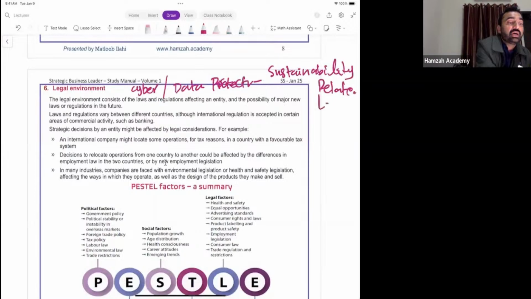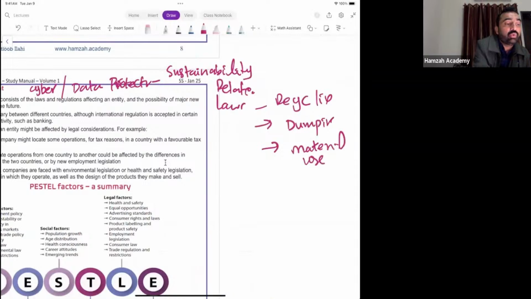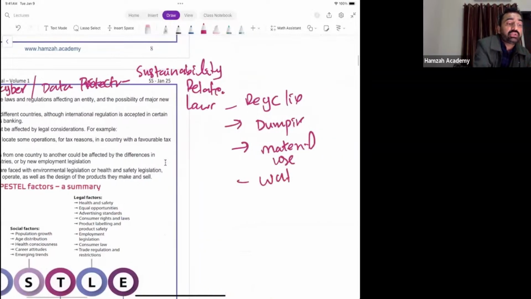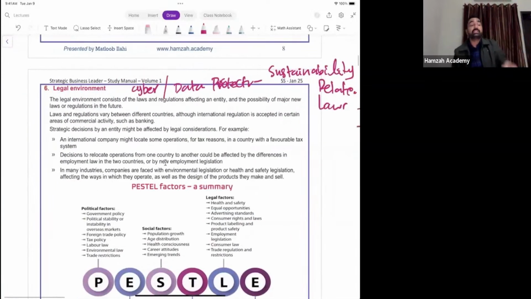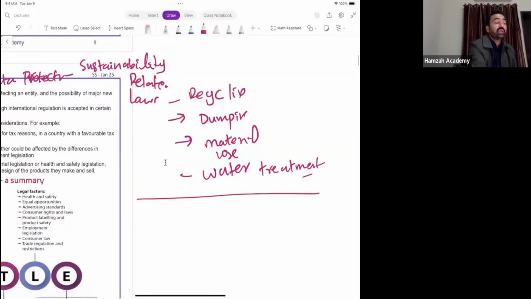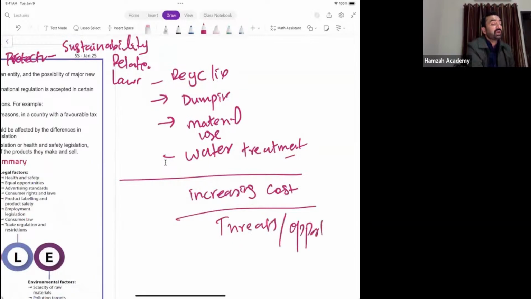Sustainability related laws are coming. For example, recycling, dumping, decomposition, materials use, and all that. Water, for example water treatment, and all those laws are coming. Okay, so for the companies, this is increasing cost. On the one side, there are threats for companies, but on the other side, there are opportunities as well.